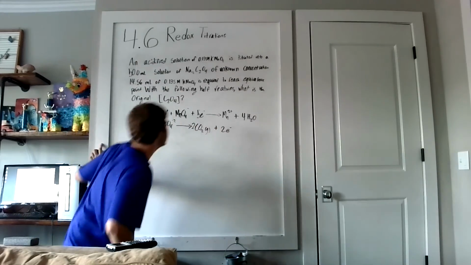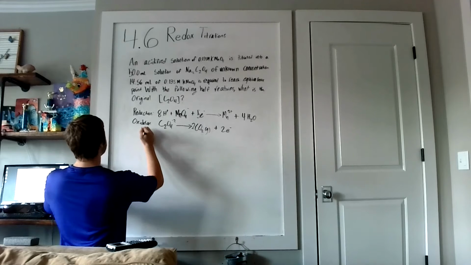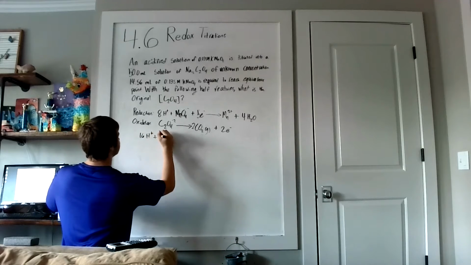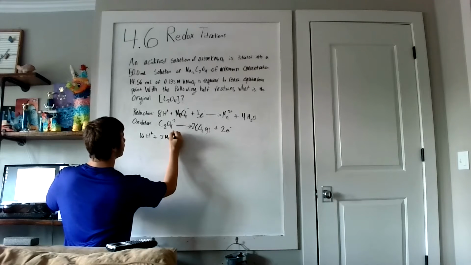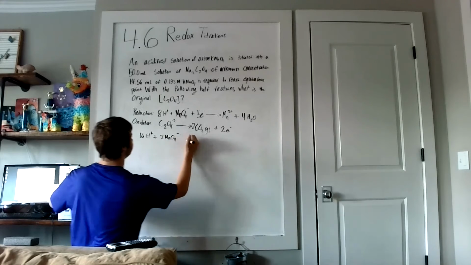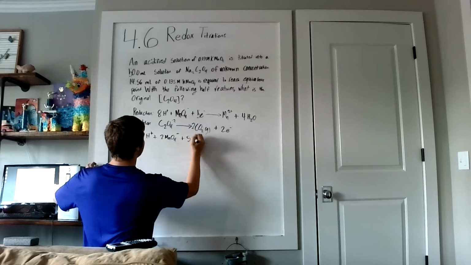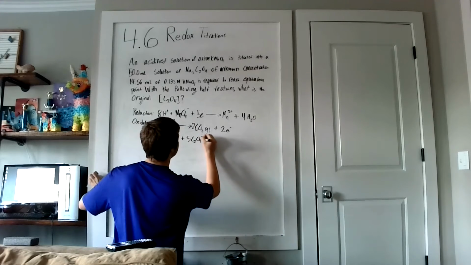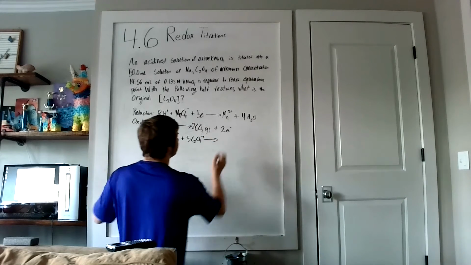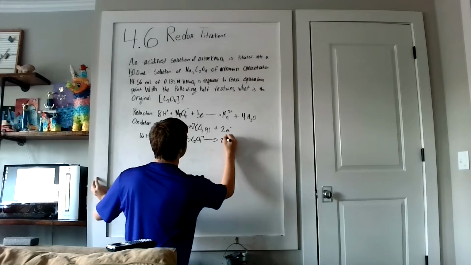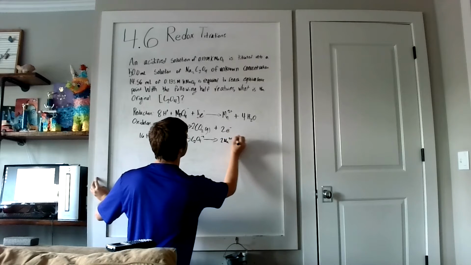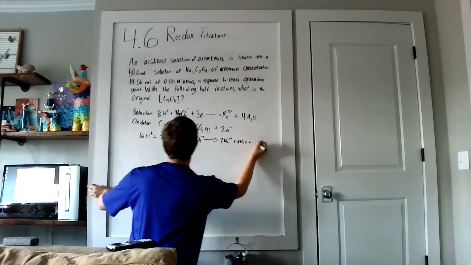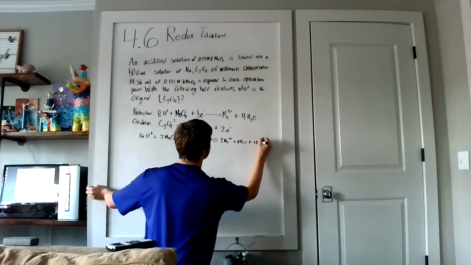So our final equation would be 16 H plus, 2 permanganate, plus 5 oxalate, yields 2 manganese, plus 8 H2O, plus 10 carbon dioxide.